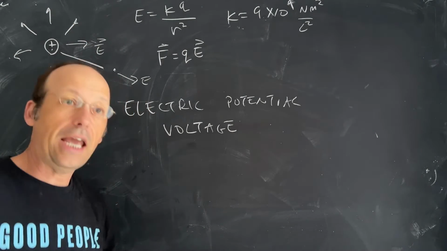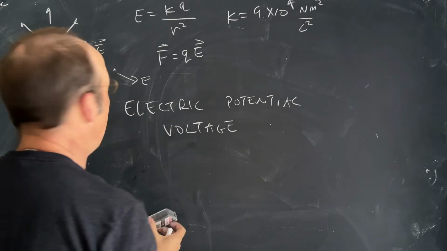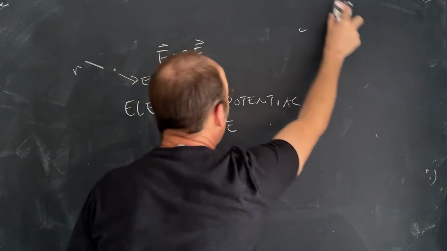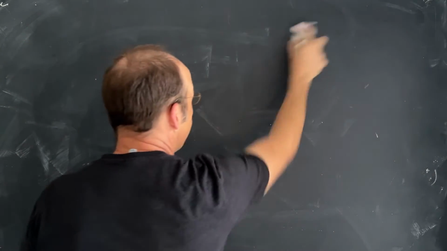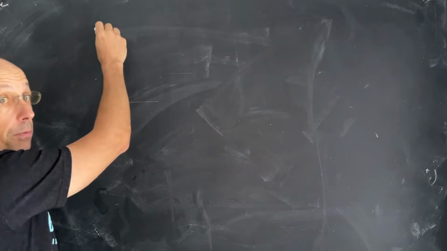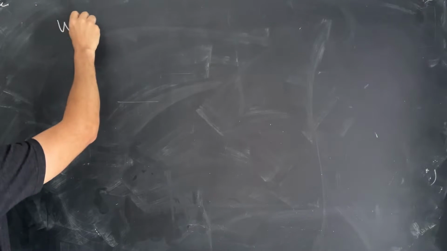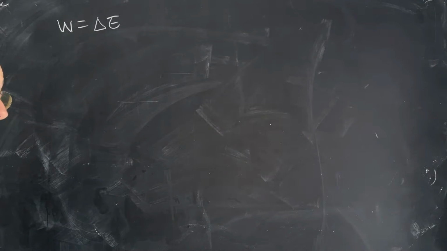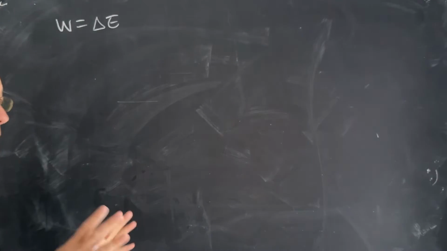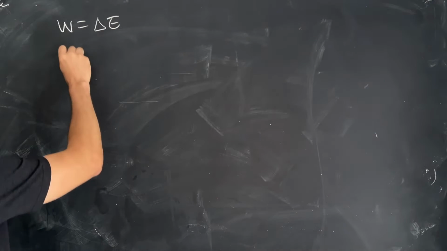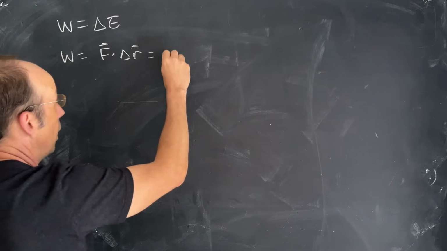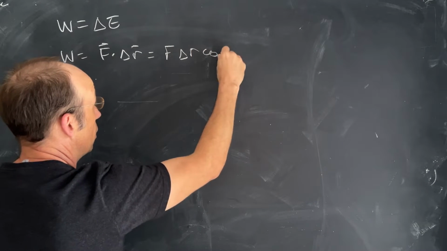Now, let's take a jump back to last semester. You took Physics 1, and I certainly hope that you covered the work-energy principle. So the work-energy principle says that the work is the change in energy. And we can define work for a charge, for a force. I'm going to write the simple definition of work. Work is F dot delta r, or F delta r cosine theta.